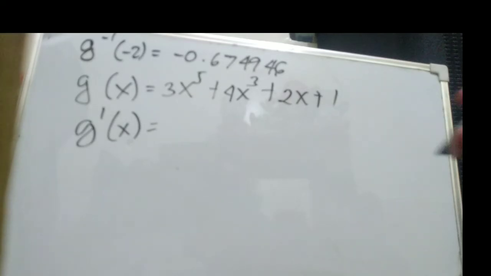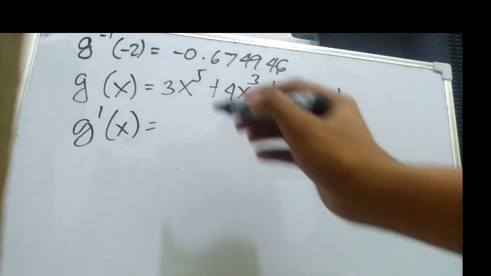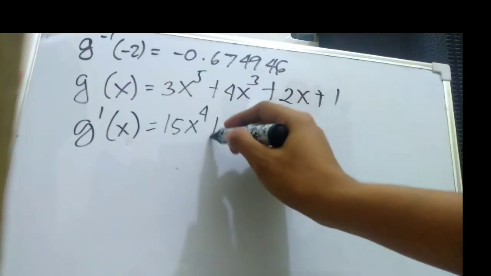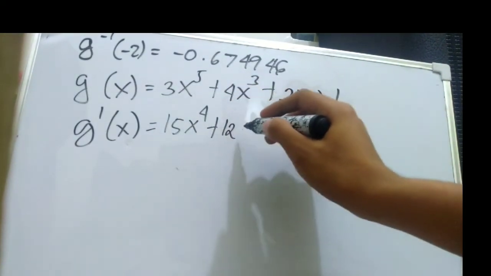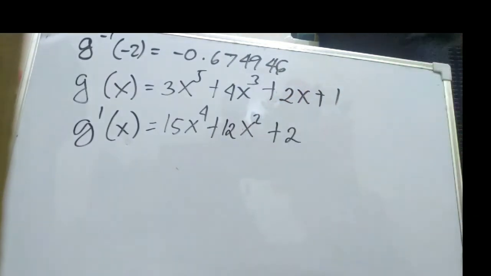We have there g of x, g prime of x. This would just simply use chain rule and power rule. So 5 times 3, that is 15, x^4, plus 12 x^2, plus 2, and then of course that's plus 0, so there's no point in doing it.